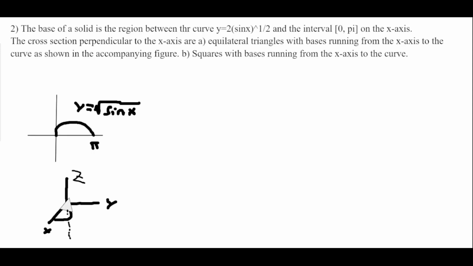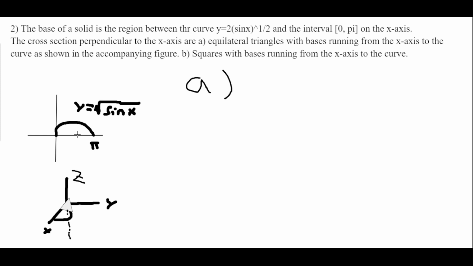Alright, so in this problem, the question asks: the base of a solid is the region between the curve y equals 2 root sine x and the interval 0 to pi on the x-axis. The cross sections perpendicular to the x-axis are A, equilateral triangles with bases running from the x-axis to the curve as shown in the accompanying figure, and B, squares with bases running from the x-axis to the curve. So let's start with A.